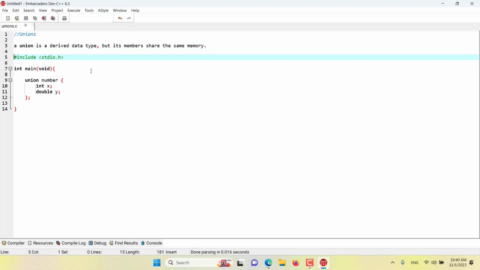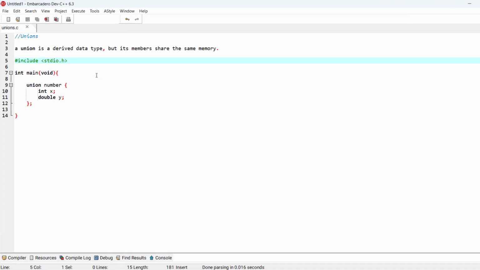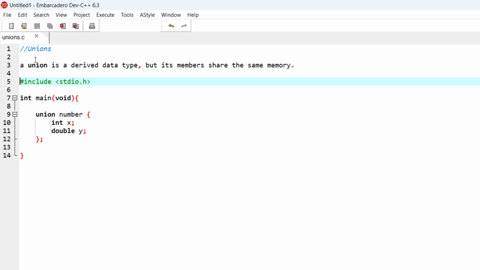Hello and welcome to this episode. In this episode we would like to introduce and discuss unions. Unions are one of those derived data types that is very similar to structures. And like a structure, a union is a derived data type. It's not a primitive data type like integer or float. Rather, it's composed of those primitive data types such as integer, double, float, character, and others.